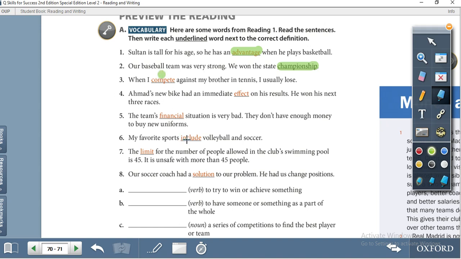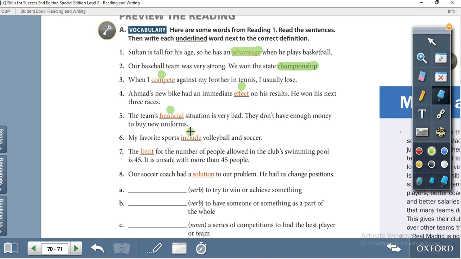Compete means to take part in a game against other teams and try to win or to achieve the goal. Then we have the word effect, which means impact or influence, when something has influence or impact on others. Financial is related to money, like economical, a similar meaning, not the same in all cases, but similar.